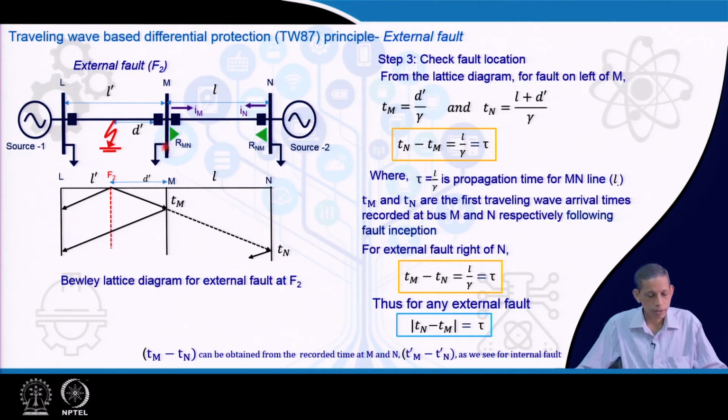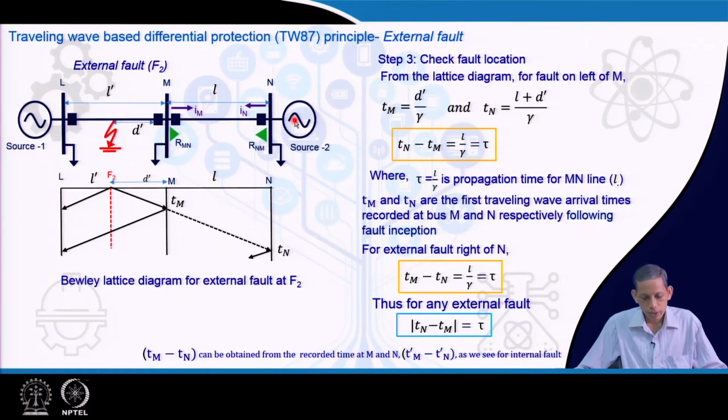So, we see that if the fault happens to be left of M at any point, then the difference between the times recorded at M and N buses, T m and T n, will be L upon gamma, which is equal to tau, where tau is the propagation time for the line section M N by the wave. Note again, like the internal fault case, T m and T n are the first travelling wave arrival at buses M and N respectively.